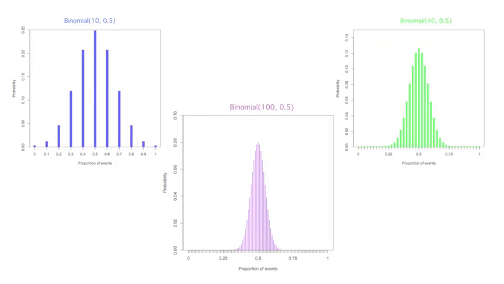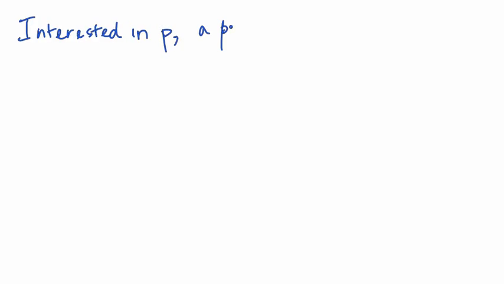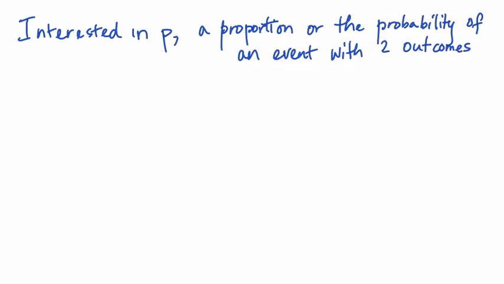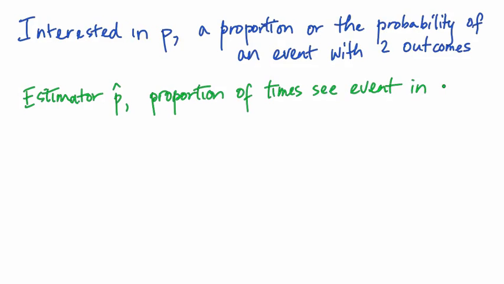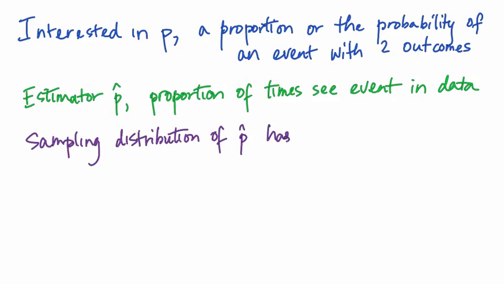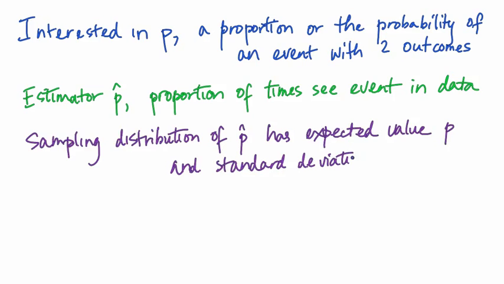To summarize some of this, when we're estimating a parameter that is a proportion or a probability of an event happening, and we know the value of the parameter is p, and we estimate it with p hat, the proportion of times that we observe the event in our data, then the probability distribution for the possible values p hat could be, in other words, its sampling distribution, has expected value p and standard deviation the square root of p times 1 minus p divided by n.